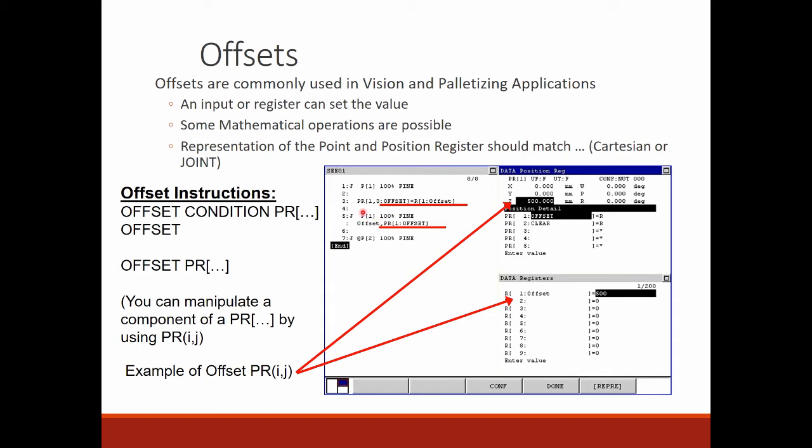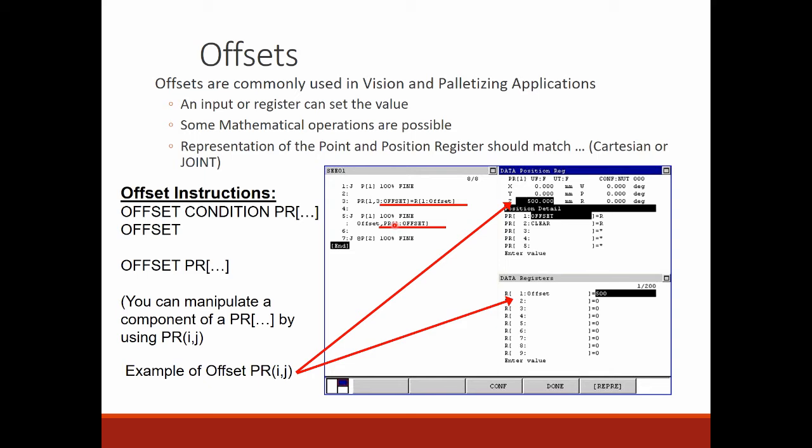Point 1 remains the same as it was earlier in the program, so it doesn't change. However, the position where the robot will move to will be a little bit different as a result of this offset. Now if we look over here in this position register, we notice that the registered value that was written to that position register was 500 for the Z component.